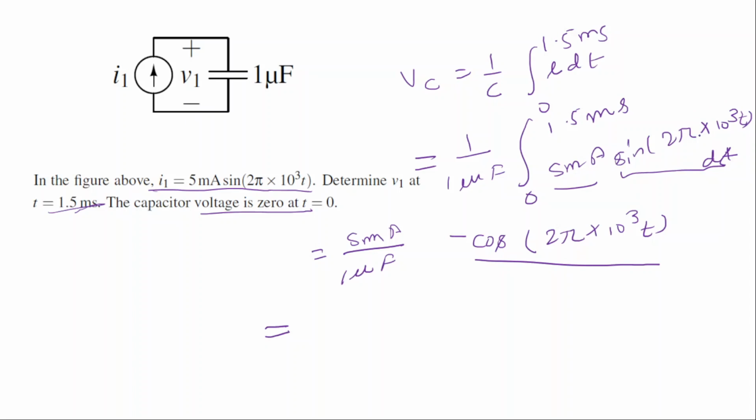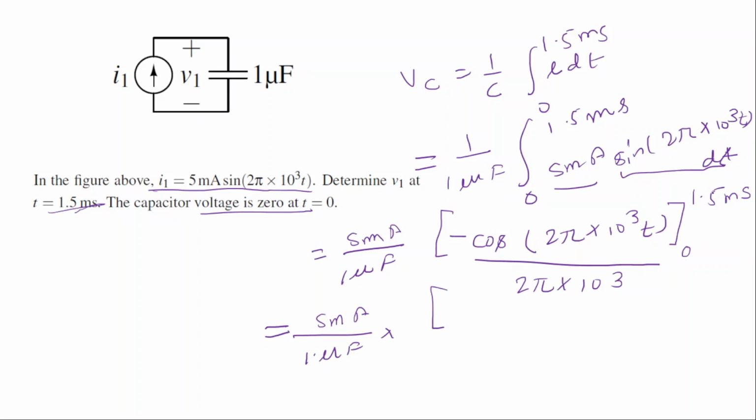this argument term. So this will be 2 pi into 10 to the power 3. And this limit goes where to where? This goes from 0 to 1.5 millisecond. Okay, now let's just put the limit. So this will be equal to 5 milliampere by 1 microfarad multiplied by this cos.